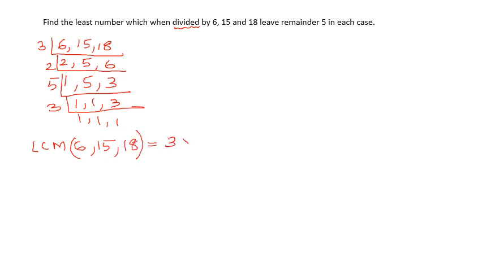I am just showing you how to complete it. So LCM is equal to 3 into 2 into 5 into 3. What is the answer? 3 into 3 is 9. 9 into 10. You should always find out easy way for calculating. So 9 into 10 is 90. So you're getting the LCM as 90.